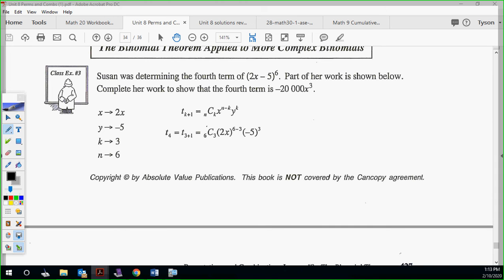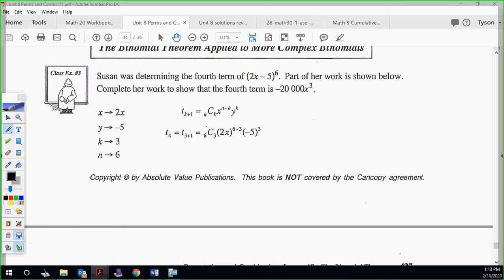So she knows her x is 2x. She knows her y is negative 5. The k she wants is 3, because 3 plus 1 is the fourth term, right? It wants a fourth term. That's where the k comes from, the term number. N is 6. That's what you're talking about. N is 6. That would be correct. The 7th row, there's 7 terms.